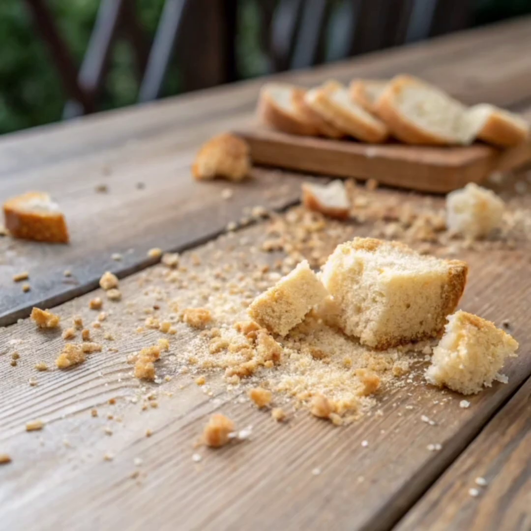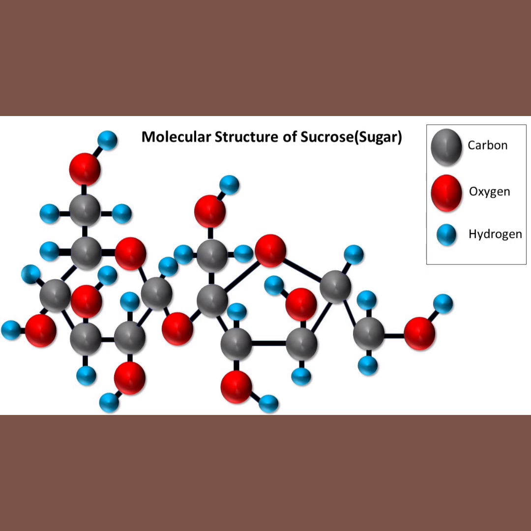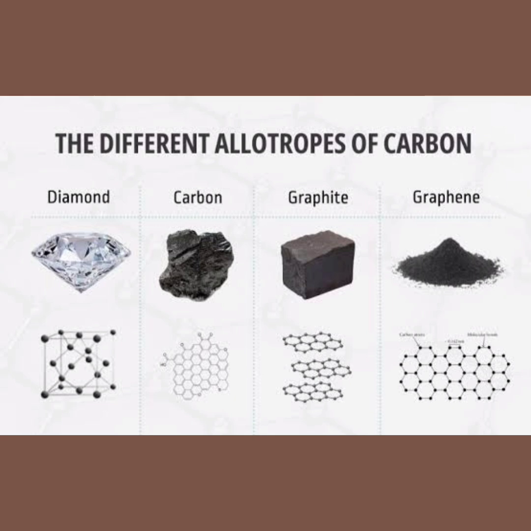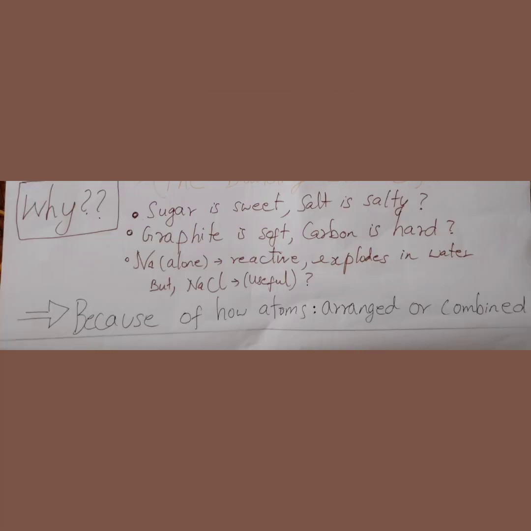Now, these individual pieces of bread are what make bread taste like bread and not like sugar. The same reason why sugar is sweet and salt is salty, graphite is soft while diamond is hard. It's because of how these individual atoms are arranged or combine themselves. These atoms determine the structure and properties of a substance.